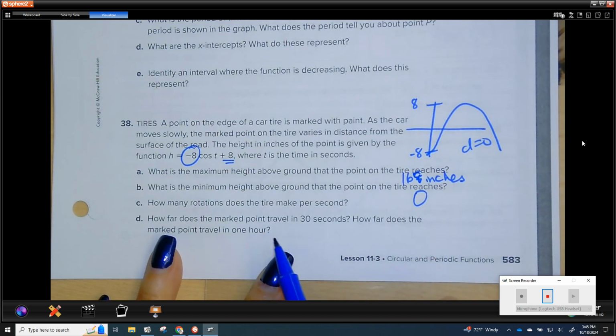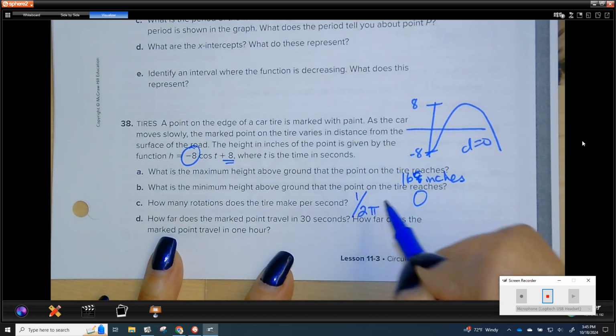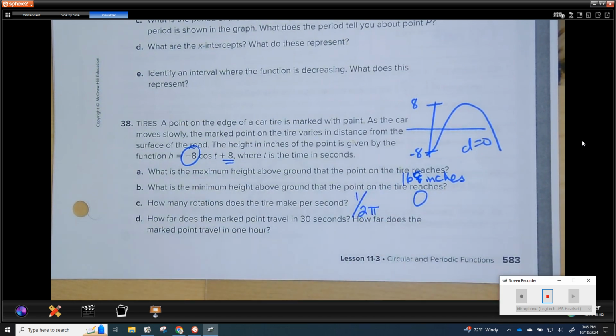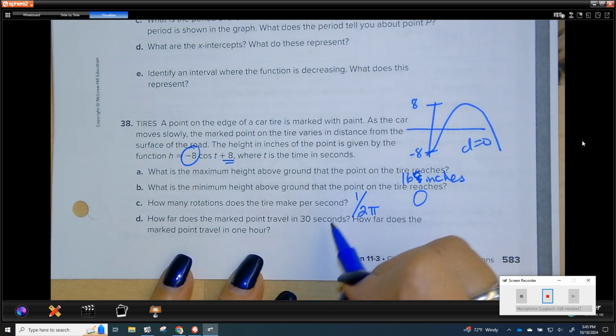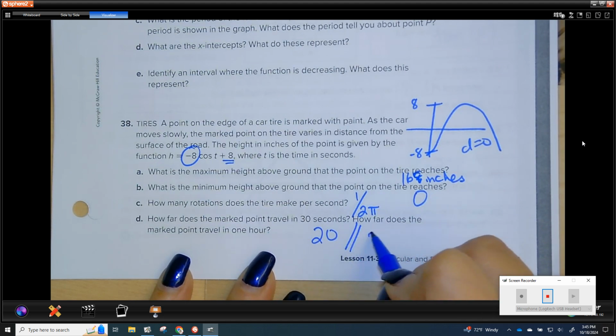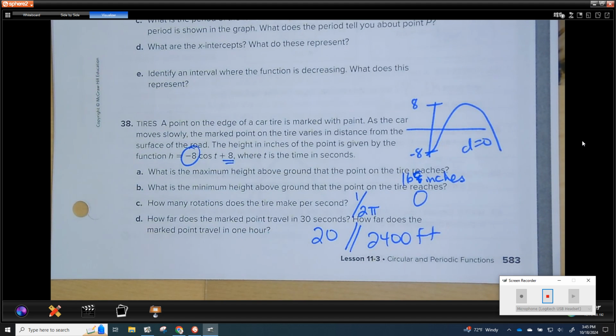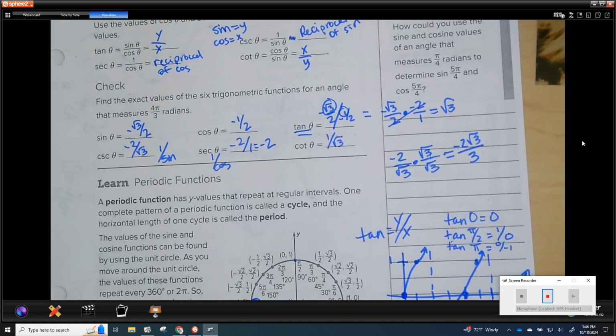How many rotations does it make per second? 1 over 2 pi. So 1 rotation divided by 2 pi. How far does it travel in 30 seconds? It travels 20 feet in 30 seconds or 2,400 feet in 1 hour. And I think that's it for this one. That's all we did in class.